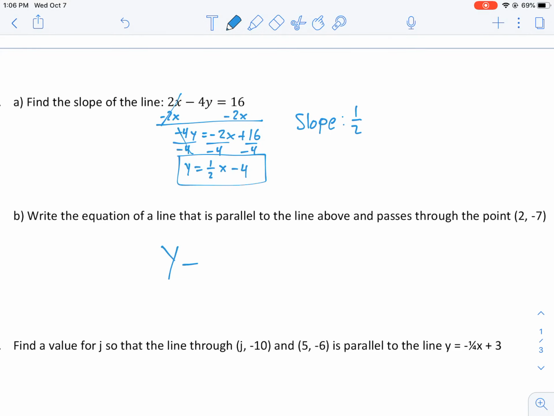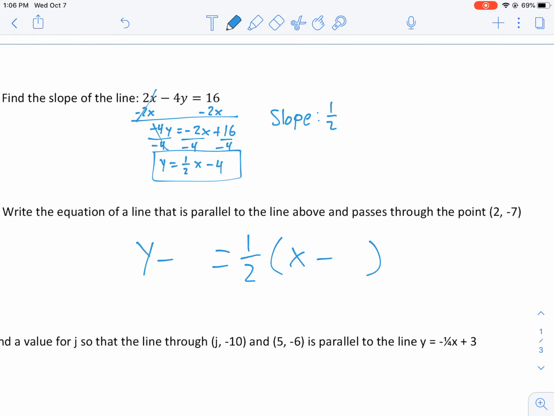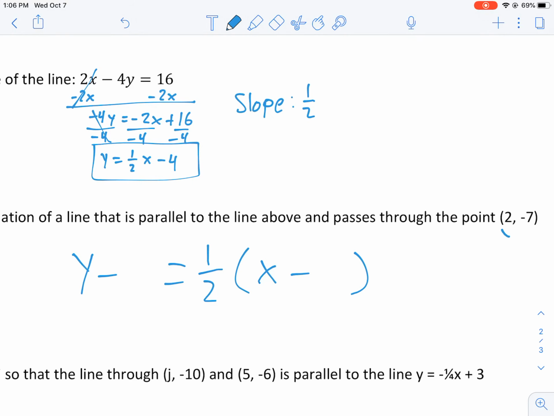So just like before, we're going to put this in point-slope form. Our slope is a half, so we're going to put 1/2 right after the equal sign because that's where our slope goes in point-slope form. Now we're going to plug in our point values. So our x value is 2. Our y value is -7, so this is going to become +7. And then our 2 is going to go next to our x. So we're going to have y plus 7 equals 1/2 x minus 2.